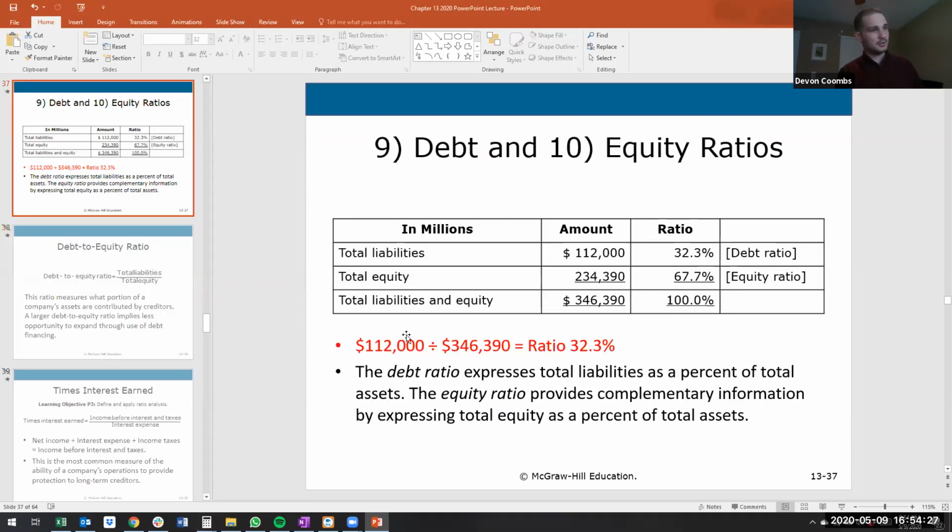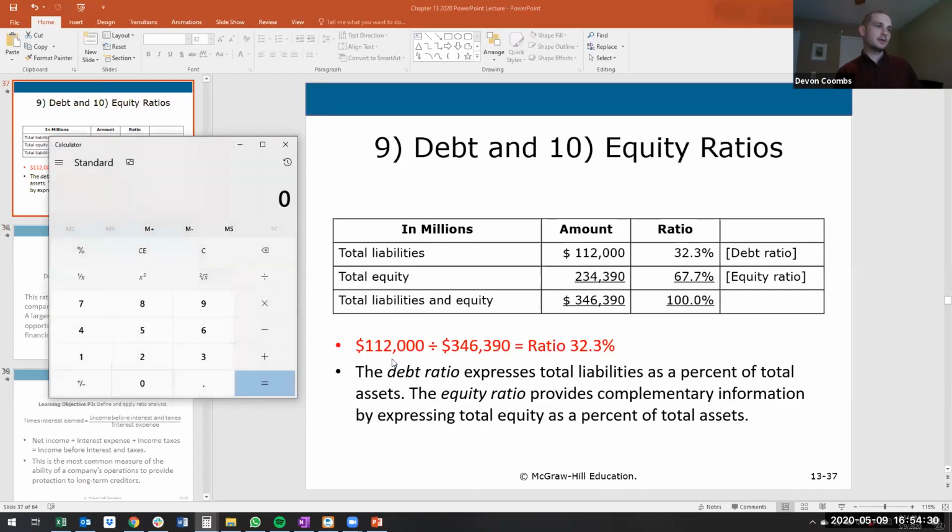So here we go. Total liabilities, total equity, total liabilities and equity. So the debt ratio is just this 112,000 divided by 346,390. Gets our 32.3%. This debt ratio is just telling us that for all of our assets, 32% of those assets are financed by debt through an external creditor. Then we can find that 390 divided by the 346,390. 67.7% of this is financed by equity.